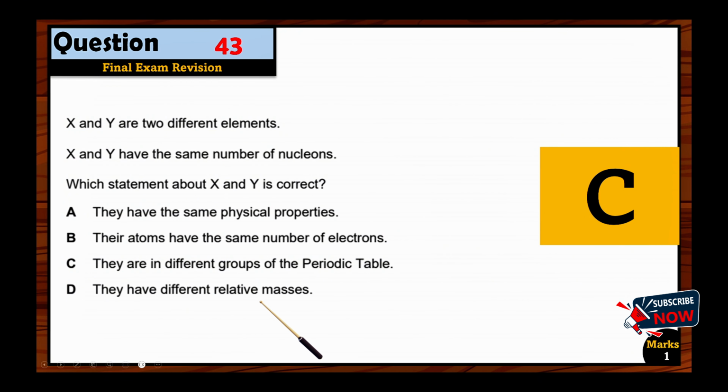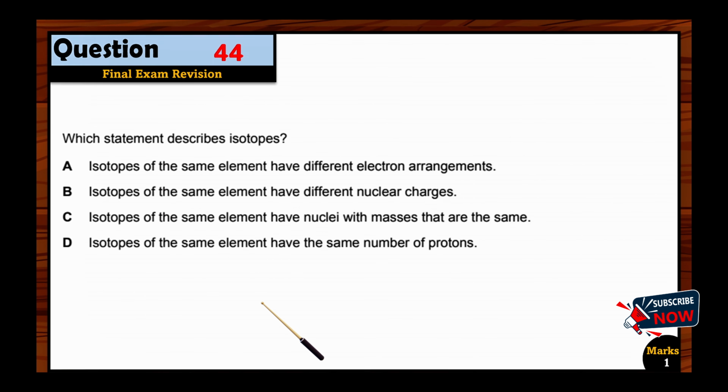They have different relative masses. That's wrong because we have already discussed that they have the same number of nucleons, which means the relative mass will be the same. So option C is the only right option.